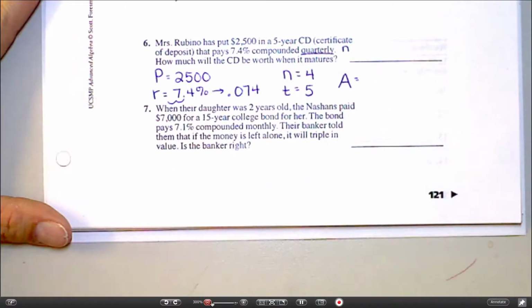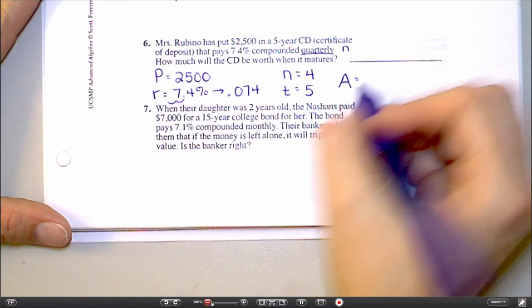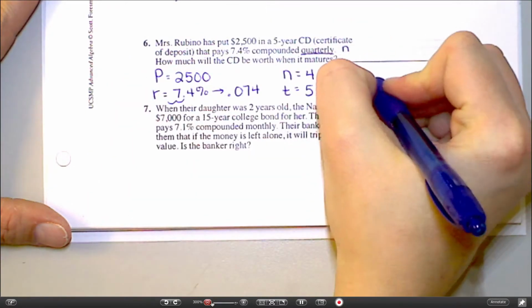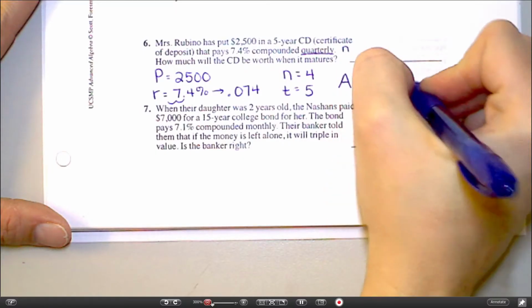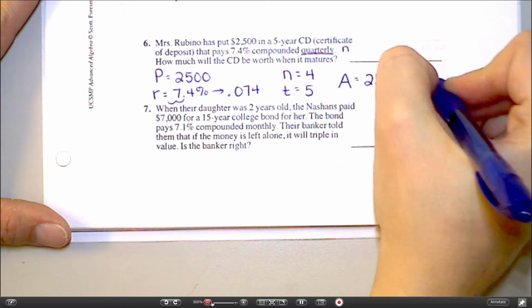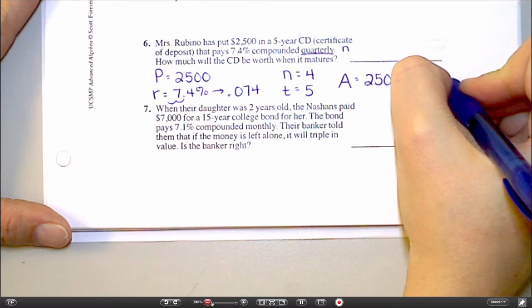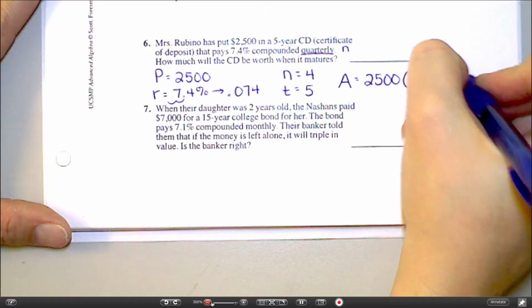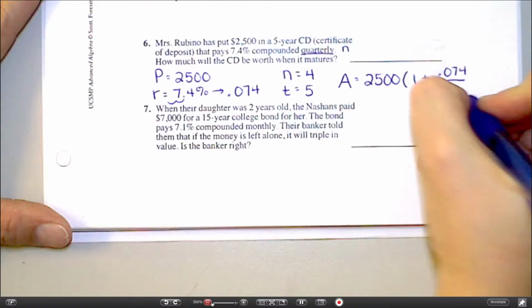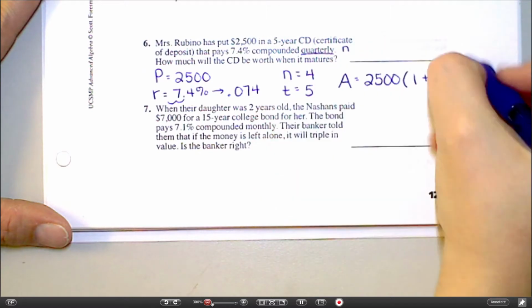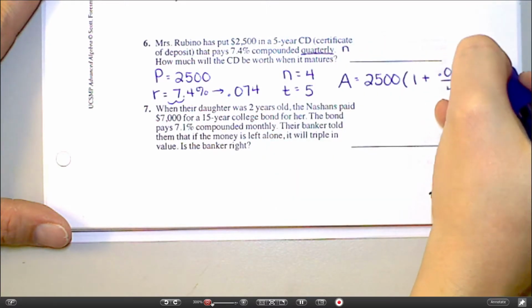Okay, so our formula is going to look like this. And refer back to that formula sheet if you need to. It's A equals P, which is 2,500, parentheses, 1 plus 0.074 divided by N, which is 4, and then to the power of N times T.